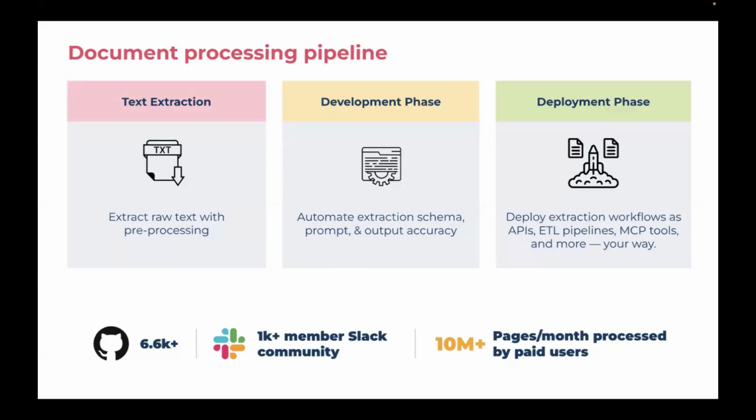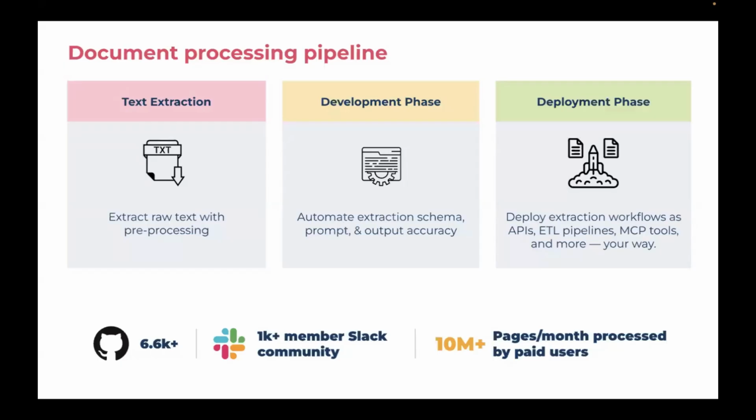It could have noise, for instance. It could have scanned images. It could have handwritten text. There could be grains on the document. So these are all components that could make it difficult for an LLM to extract data from. And that is what's taken care of in the text extraction phase.